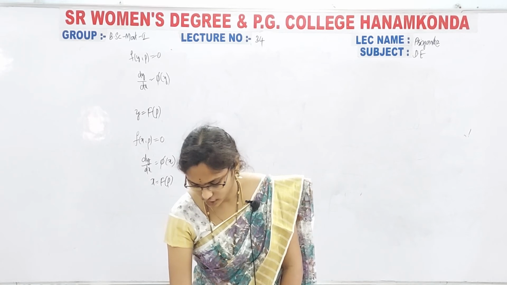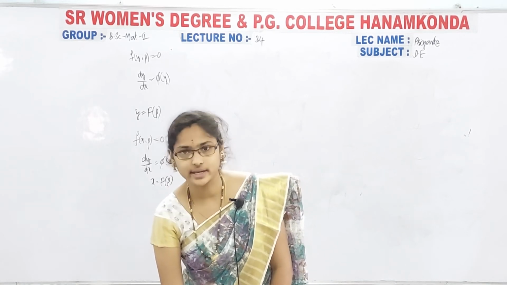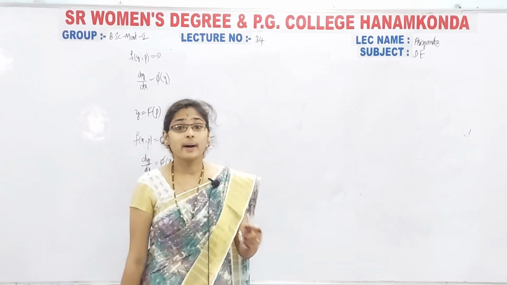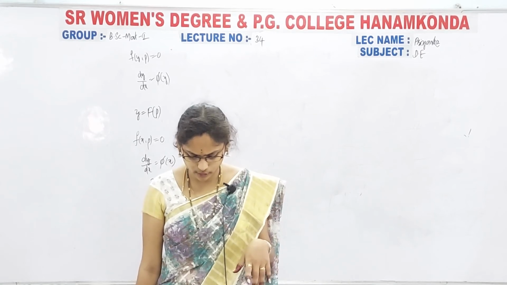And next, when the equation is of the form f of x comma p equal to 0, it will give dy by dx, which is also integrable. But if it is solvable for x, then x equal to f of p.